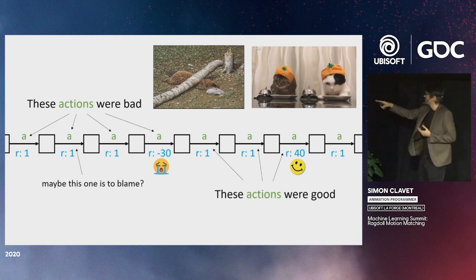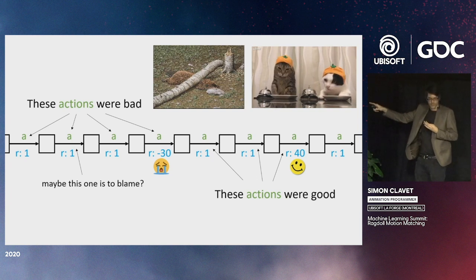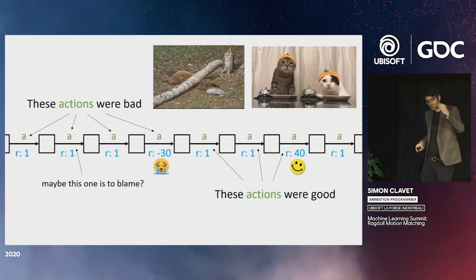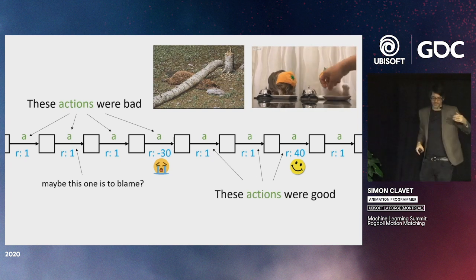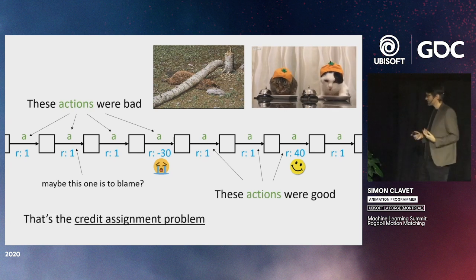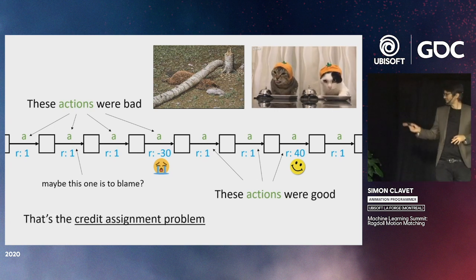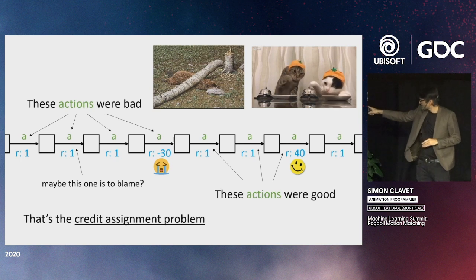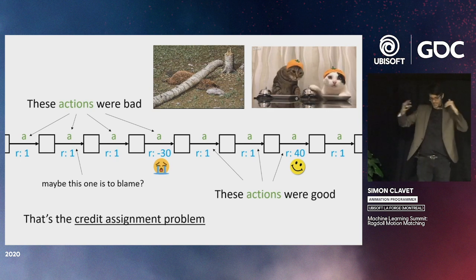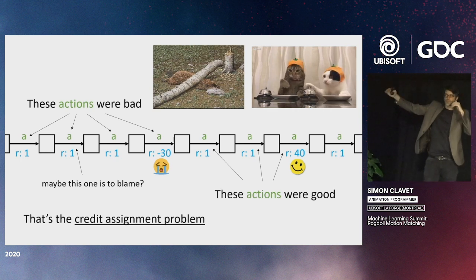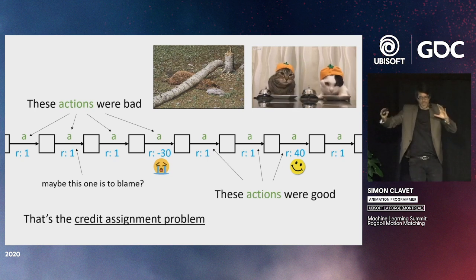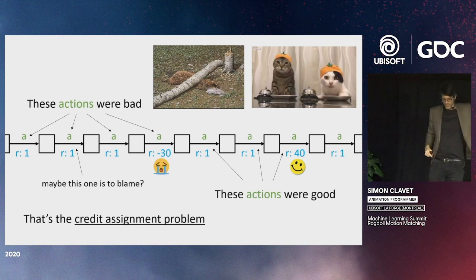But maybe one of these actions is the thing that caused the problem. So trying to decide which actions are responsible for good and bad things that happen later in the future, that's the credit assignment problem. It feels like an easy problem when just looking at it like this, but there's the question of how far in the future should you look for the rewards and how to decide which actions cause the problems.